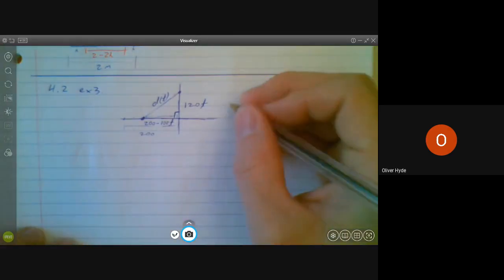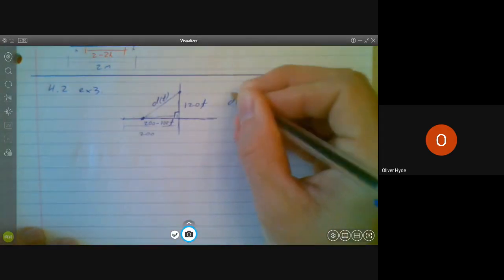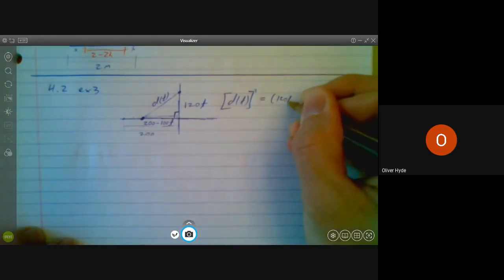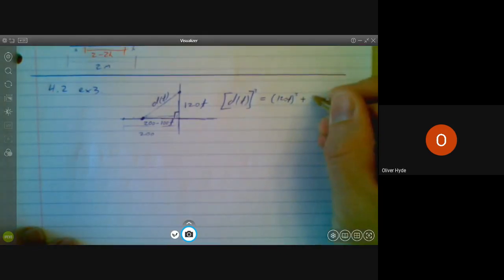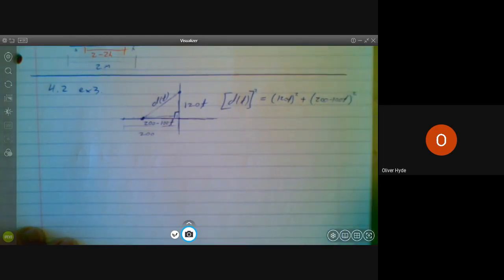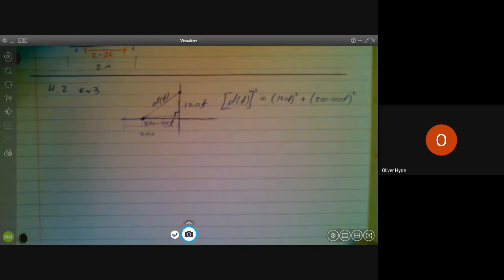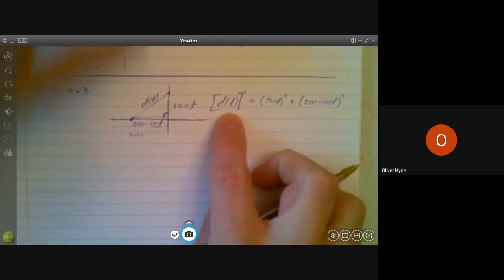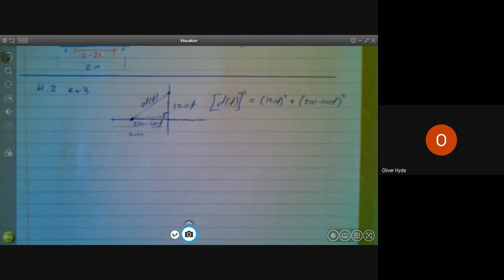So let's try writing out that d of t squared is going to equal (120t) all squared plus (200 minus 100t) all squared. And then instead of expanding or even trying to isolate for d of t, we're looking for the roots of our derivative. And we could also check the endpoints. Maybe we'll try the endpoints in this case to help us answer the question.